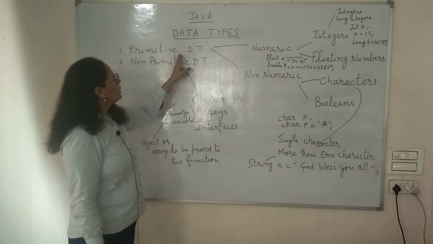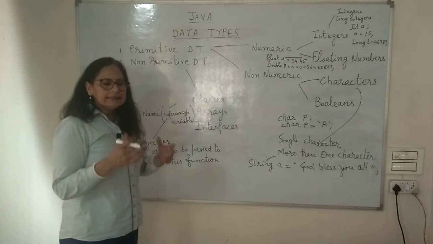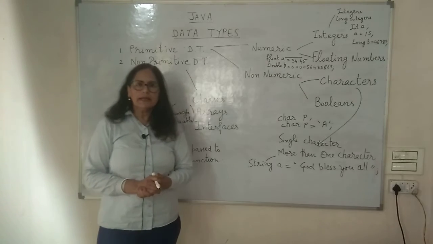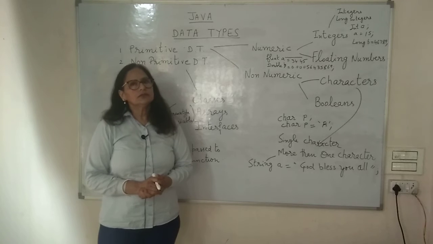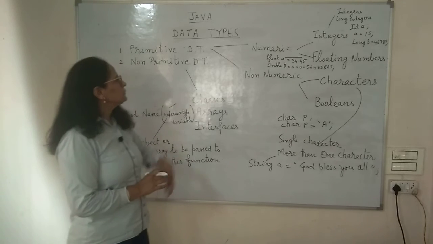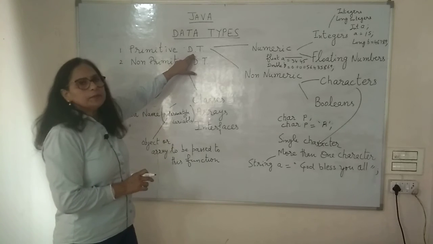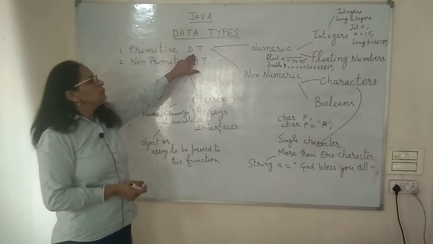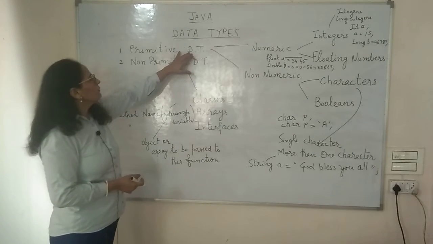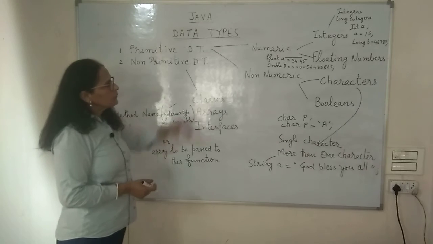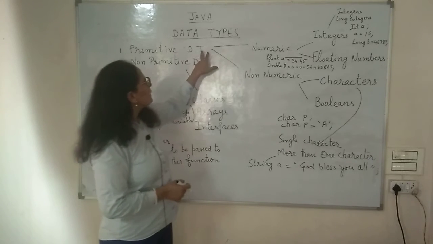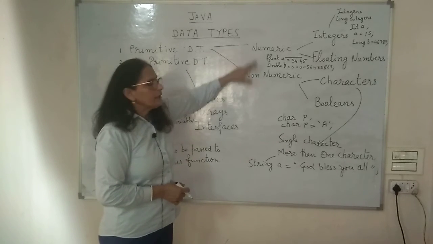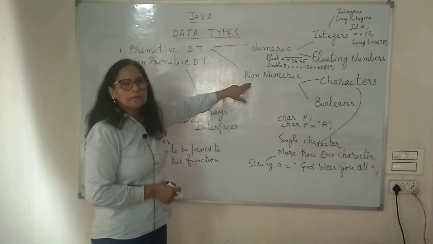Now first of all, what are the primitive data types? These are the basic or fundamental data types which are used by the Java language. These are the predefined, or we can also say built-in data types which are present in the Java language. We use these kinds of data types. For example, these are again of two types. One is numeric, other is non-numeric.